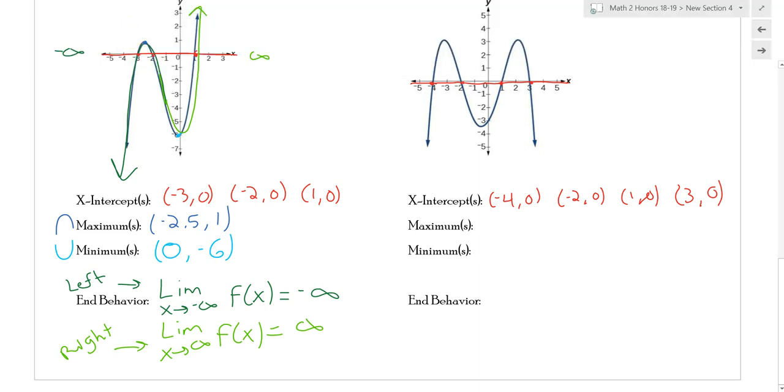Our maximums, we do have two. I have a hill here, and it's a shape that looks like that. And that is at negative 3, 3. And I have this maximum at 2, 3.